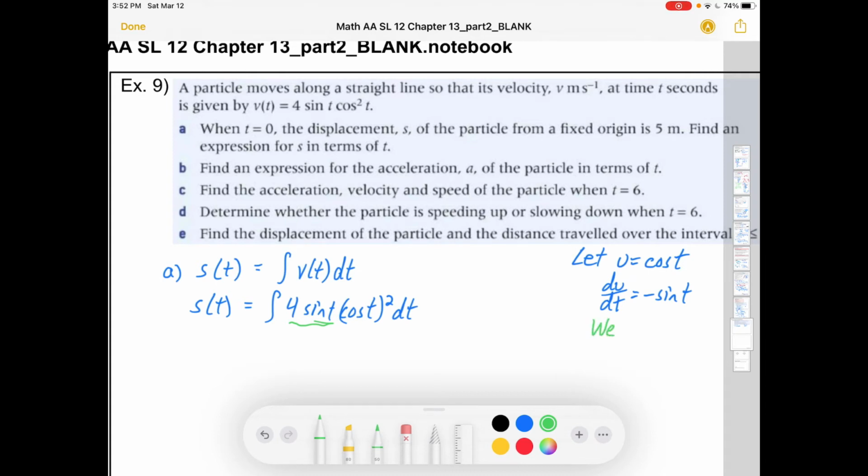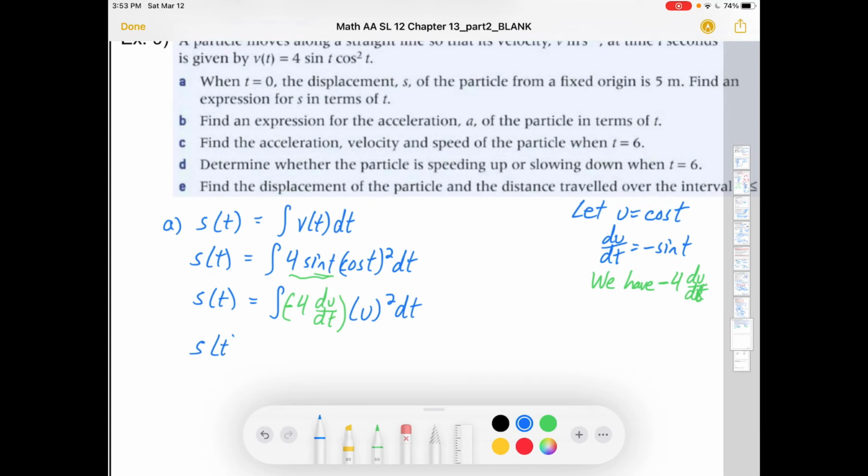So what do we have? We have negative 4 times the thing that we want. Okay? We have negative 4 times negative sine t. And that allows me to rewrite this integral. So we would have that 4 sine t is negative 4 du by dt. Sorry, that should be a dt over here. By cosine of t squared. Well, remember, cosine of t we're just calling u. Or in other words, we have the integral of negative 4 u squared dt.